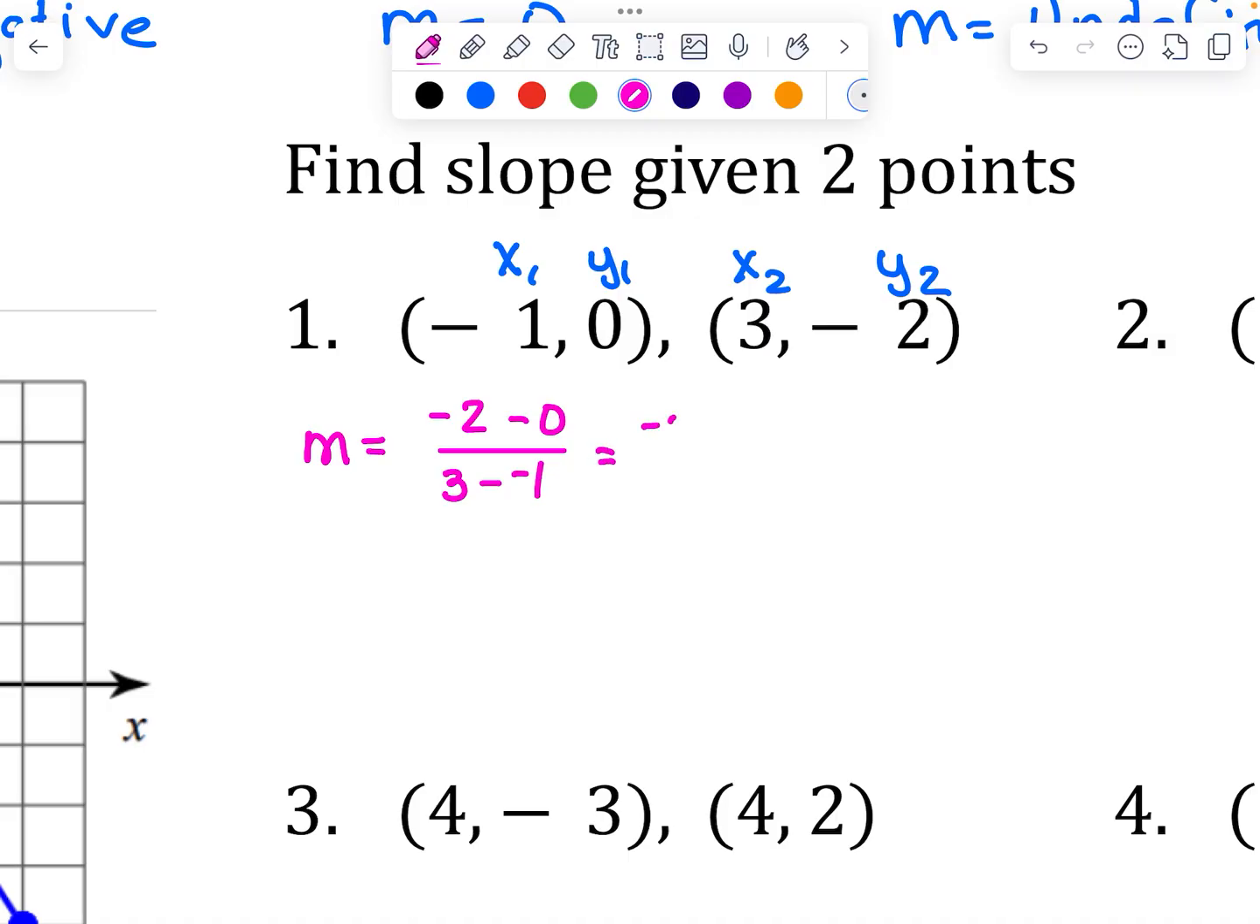-2 minus 0 is -2. 3 minus -1 is 4. -2 over 4, I can simplify. Slope is always in our simplest form, so I can divide both top and bottom by 2. My slope is just going to be -1 over 2. If you can simplify that slope, you need to do that. If you don't simplify it and you were going to graph this, you would miss some of the points on the line.